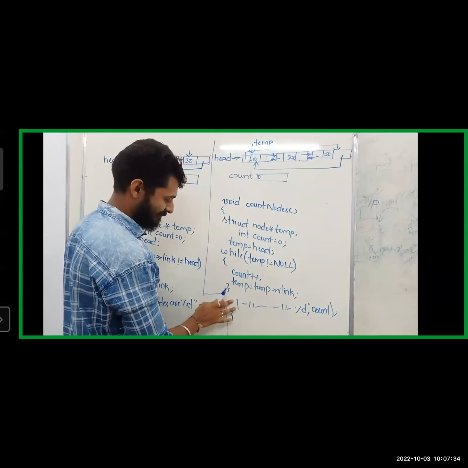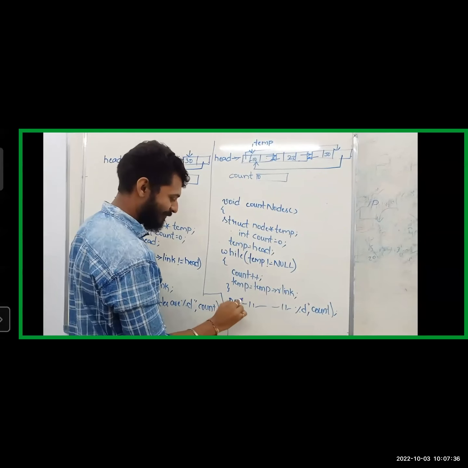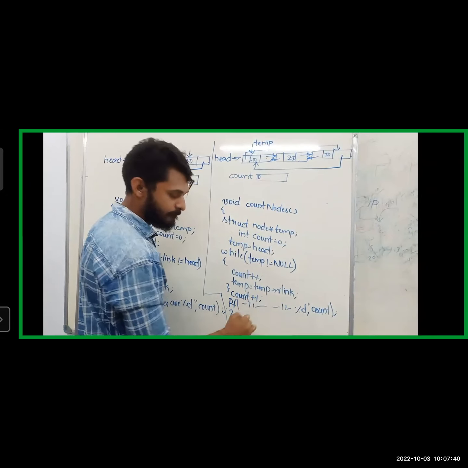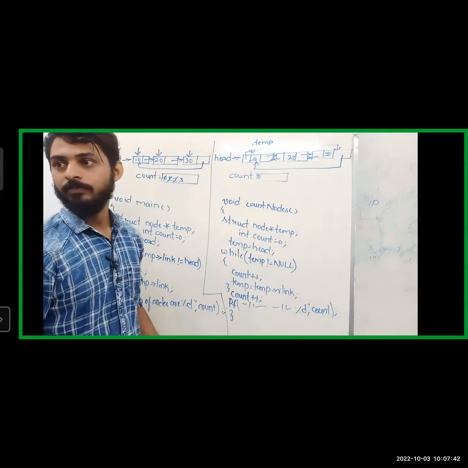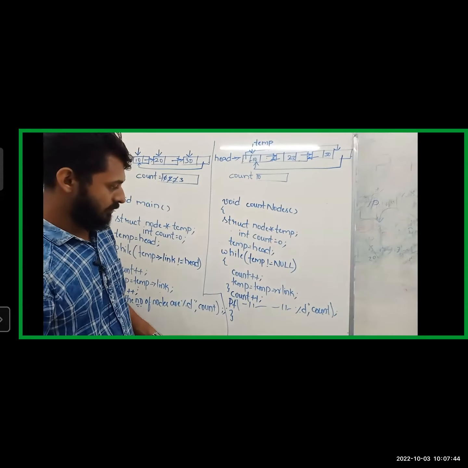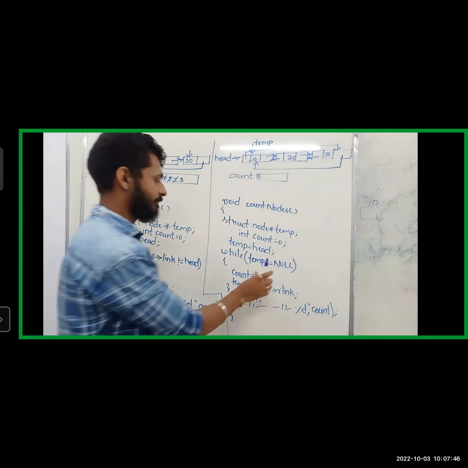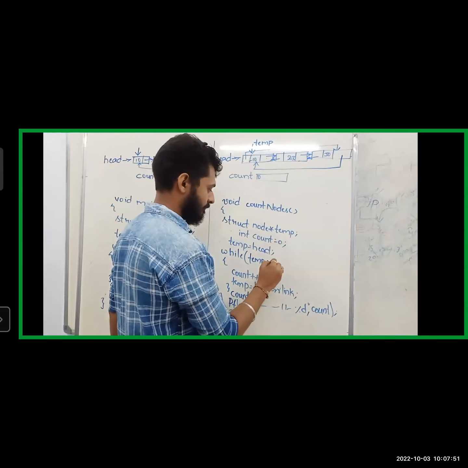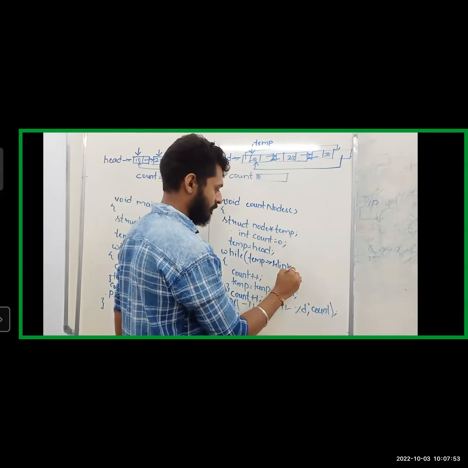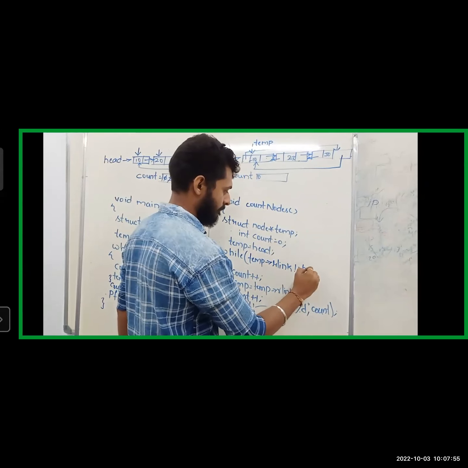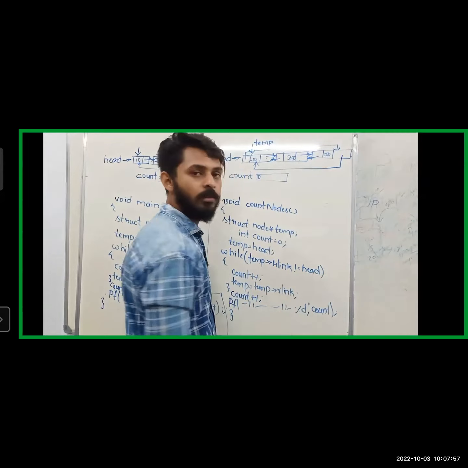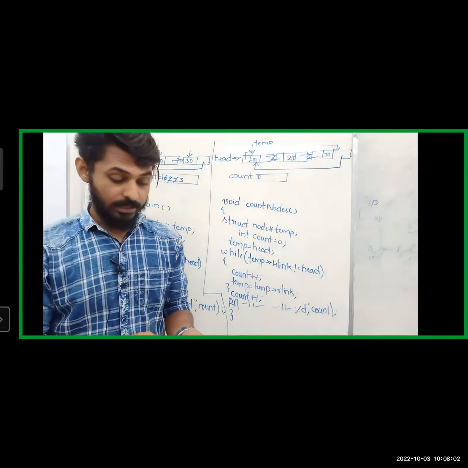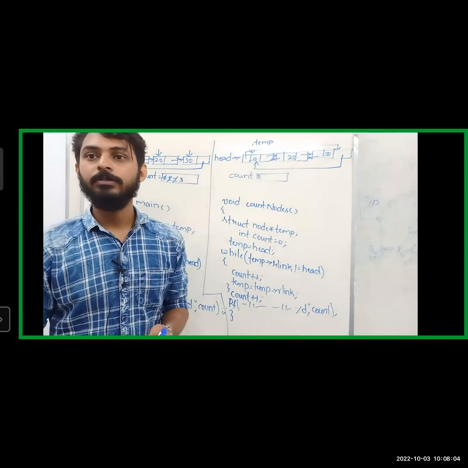Sorry. Fine. While and for how will it matter? Sir? Sorry? If it is circular queue, I mean circular linked list, how to deal with that? Is that clear? Yes, sir. Till now, any doubt? Yes.